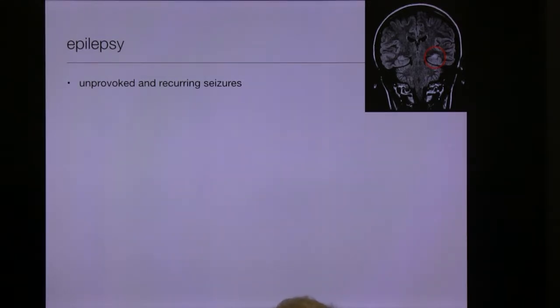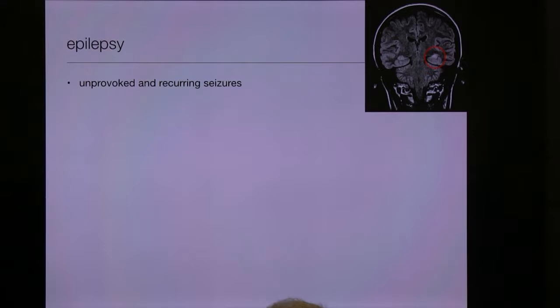Now, what is epilepsy? We all, to some extent, know what epilepsy is. Epilepsy has been defined as a disorder that includes unprovoked and recurring seizures. Basically, it turns out that a large percentage of the population will have one seizure in their lifetime.